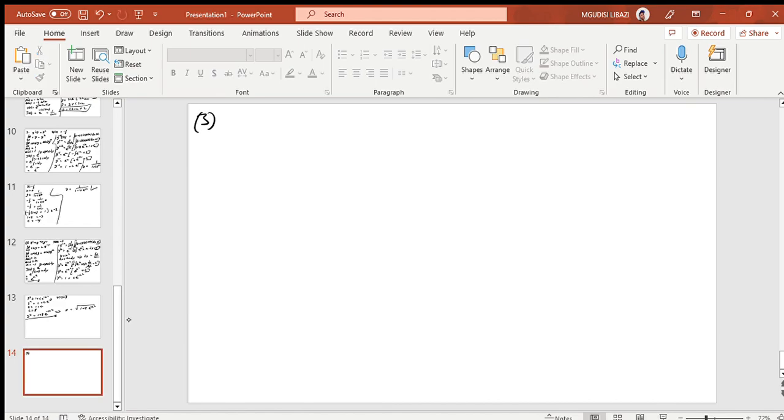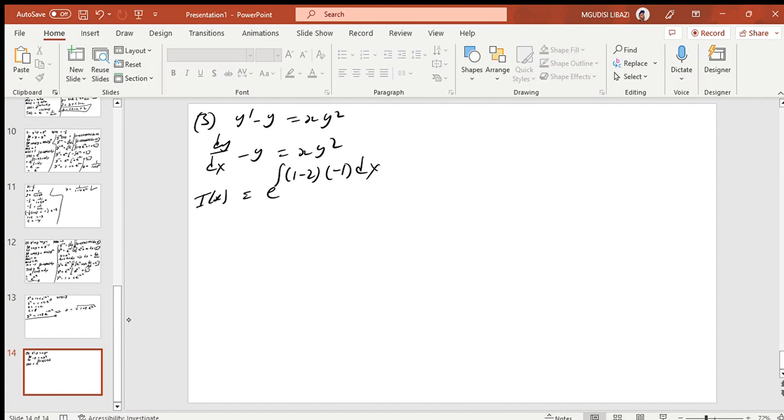Problem number 3. We're having y prime minus y equal to xy squared. That means dy over dx minus y should be xy squared. That means our I of x should be equal to e raised to the integral of (1 minus 2) times p of x, which is negative 1, multiplied by dx. That means our I of x is e raised to the integral of 1 minus 2 is negative 1, negative 1 times negative 1 is positive 1. We're left with e raised to the integral of dx, which is going to be x. That's our integrating factor.